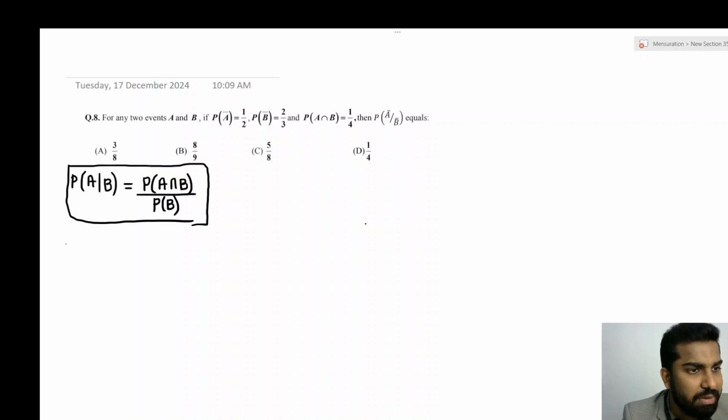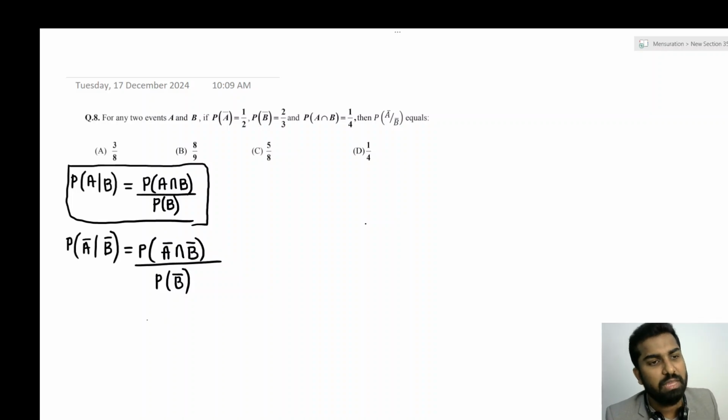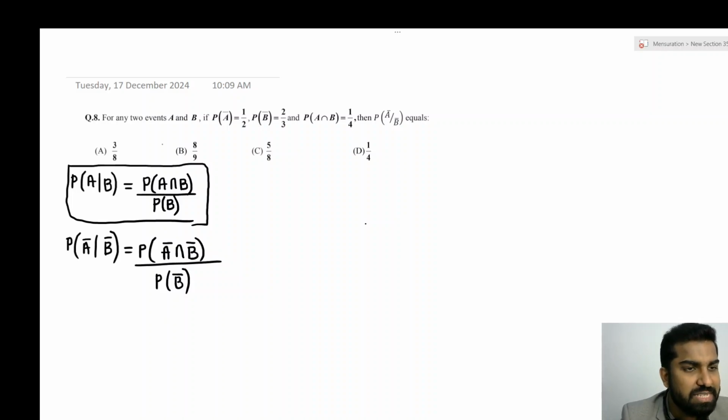Now we are applying the same condition here, P of A dash given B dash. So we can write the same formula here, that will be equal to probability of A dash intersection B dash divided by probability of B dash. Okay. Now the data given are probability of A dash, probability of B dash, and probability of A intersection B. So as per De Morgan's law, from set theory, we are already familiar with this.